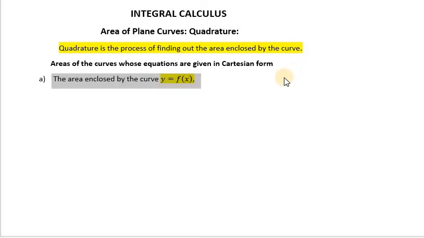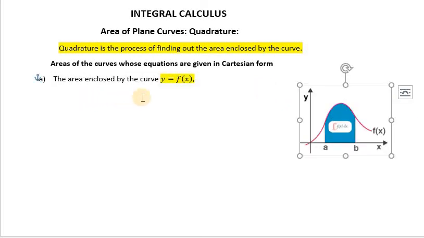The area enclosed by the curve y is equal to f of x, let us find out. So the area enclosed by the curve y is equal to f of x. This curve represents y is equal to f of x, and the area enclosed between the ordinates, that is x is equal to a and x is equal to b, within that area, that is integral of f of x dx with the limits a and b.